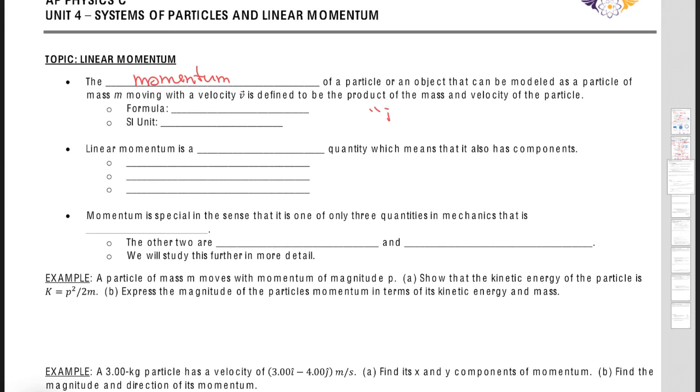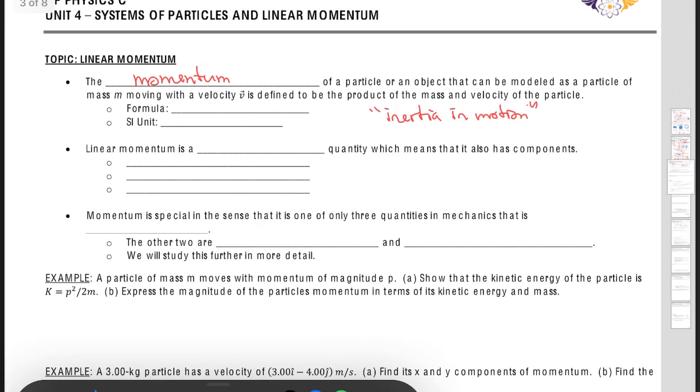A simple way to talk about momentum is it's essentially inertia in motion. And remember, inertia is mass, motion is speed or velocity. And so the formula simply becomes p equals mv. And so momentum is represented by p.